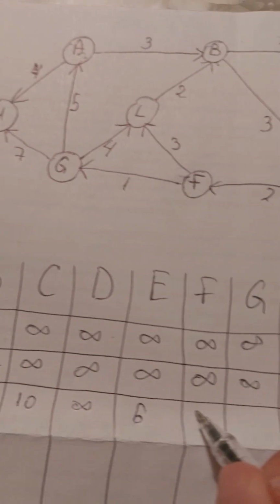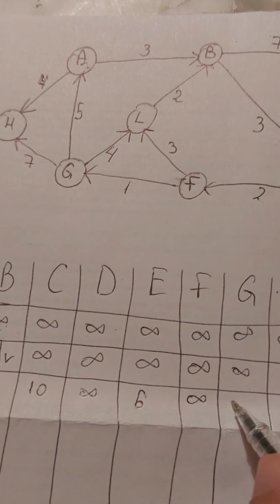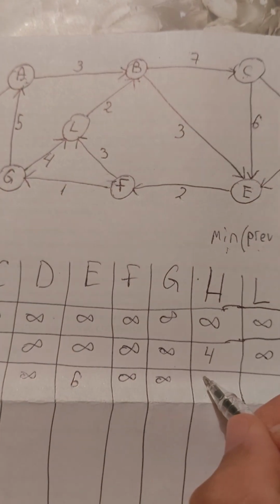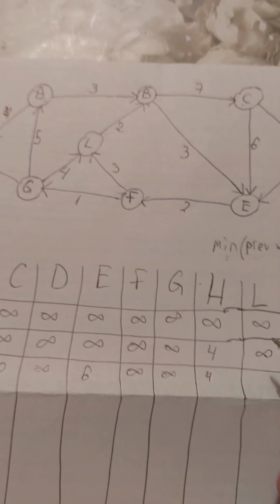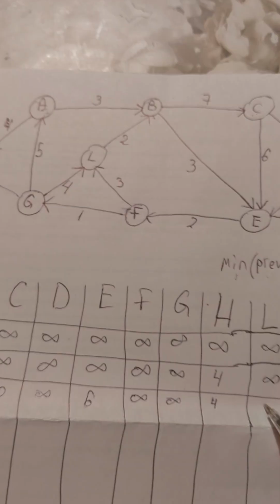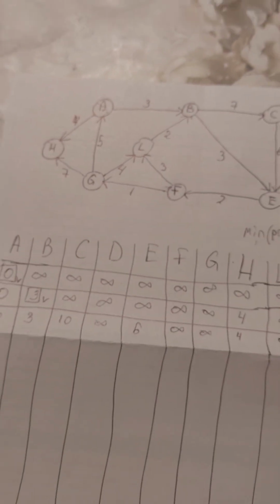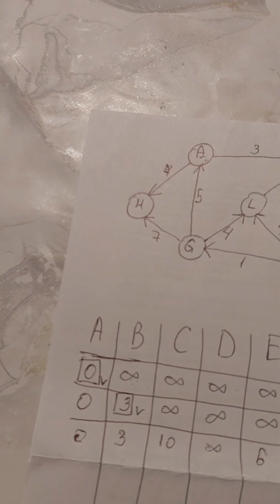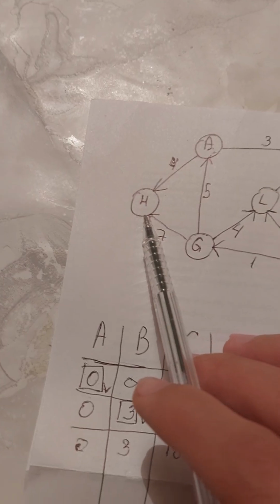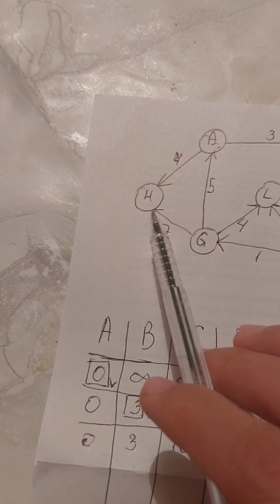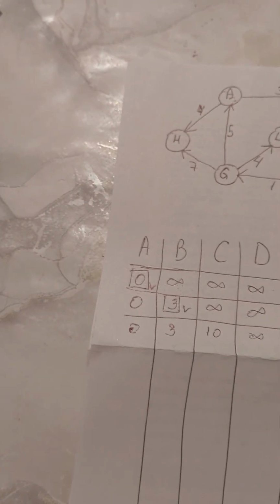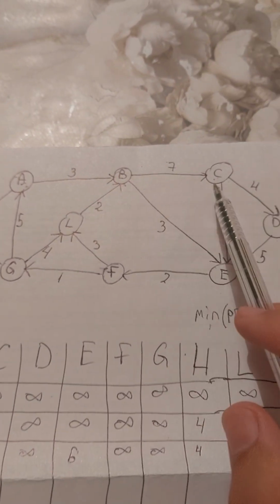To F we don't have a path. To G we don't have a path. For H we don't have a path, so we keep the previous one, 4. To L we also don't have a path. So let's continue with the next one. The next one is H, but from H we don't have any direct path to any vertices, so we have to skip it. So okay, next one is C.